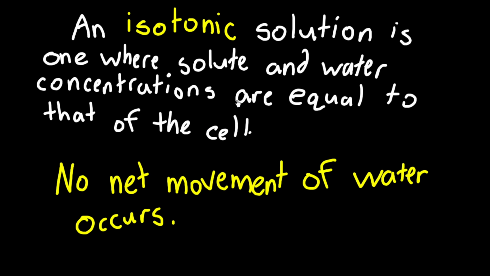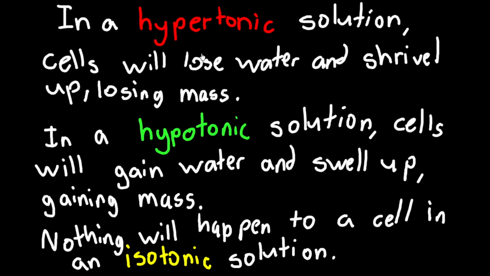And an isotonic solution is one where solute and water concentrations are equal to that of the cell. So no net movement of water occurs. So imagine you put a cell into a beaker of water, and there's an equal amount of salt in both the cell and the water. So nothing will happen. And so here's the actual effects on the cell in different solutions.